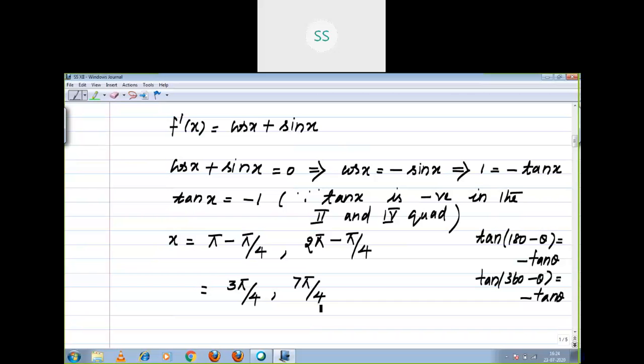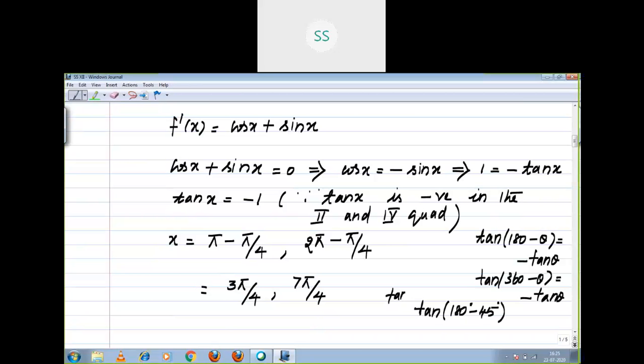You see 3 pi by 4 means what? 135 degree. 135 degree means tan is negative, right? How can you write? 135 degree can be written as tan of 180 minus 45, which is minus tan 45, which is equal to minus 1, right? If you want, I will write only one thing. Tan of 180 minus 45.